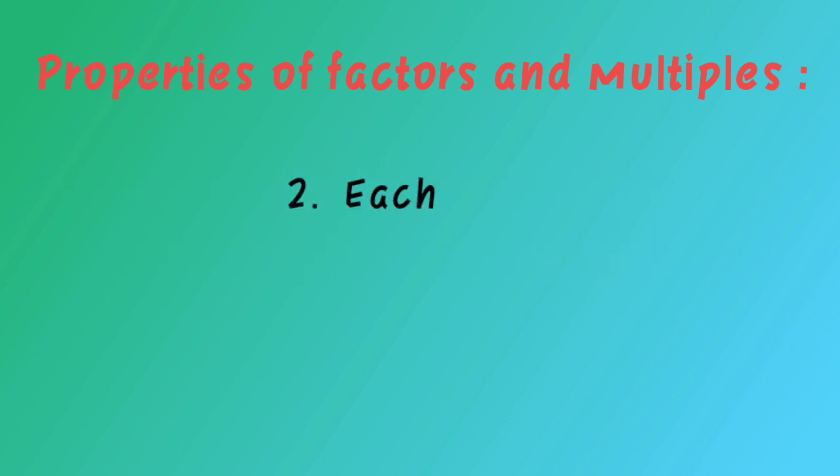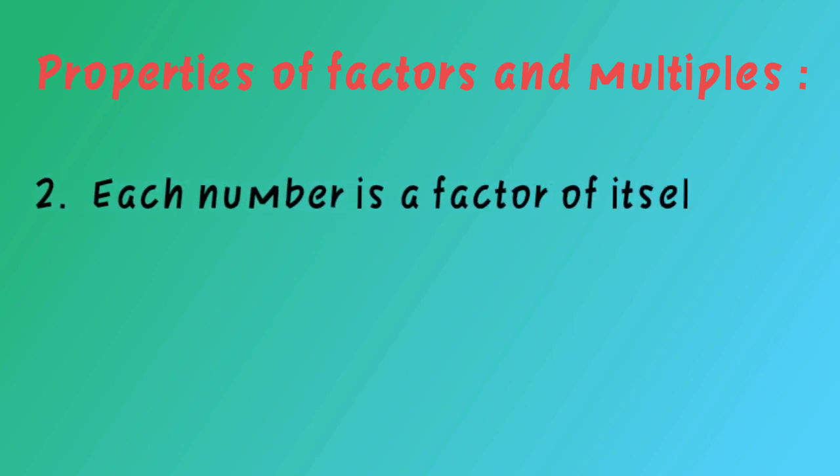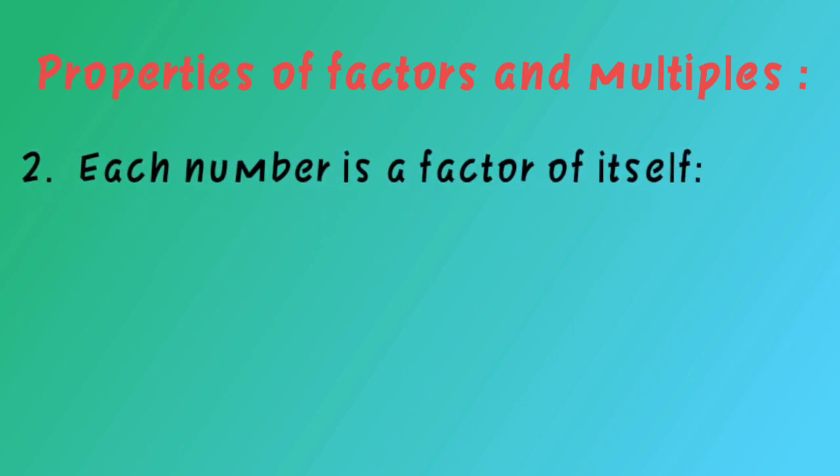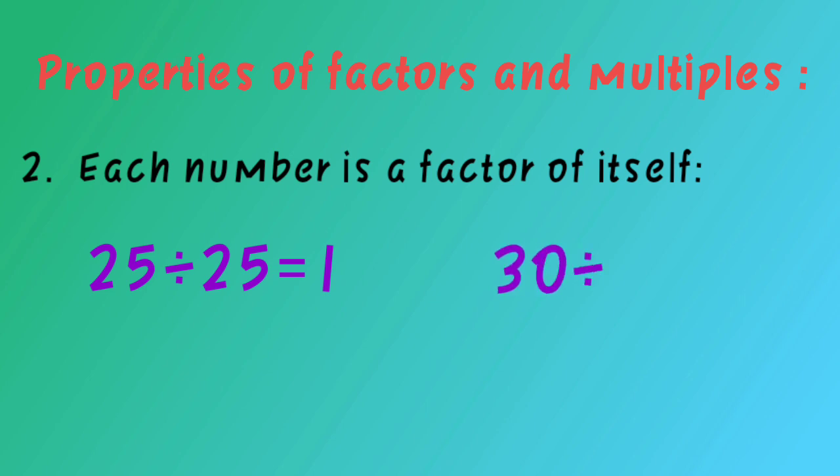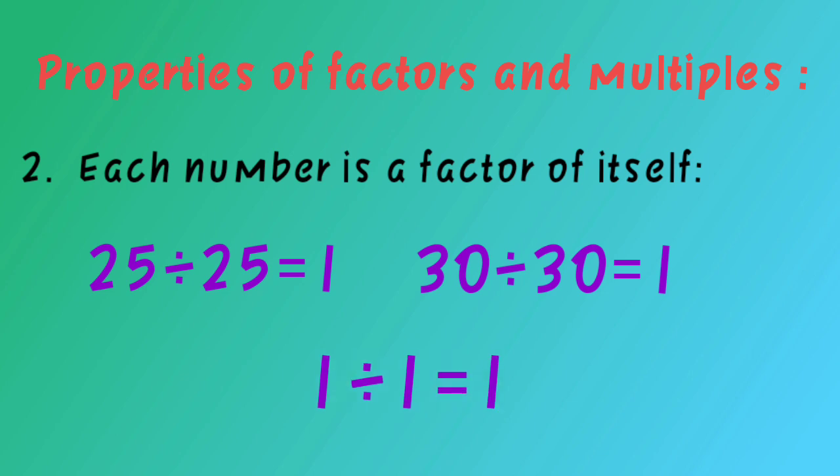The second one is each number is a factor of itself. हर नंबर खुद का ही फैक्टर होता है. फॉर एग्जाम्पल 25 डिवाइडेड बाई 25 इक्वल्स टू 1. मतलब 25 खुद से ही डिवाइड हो सकता है, इसलिए 25 खुद का ही फैक्टर होता है. 30 डिवाइडेड बाई 30 इक्वल्स टू 1. सिमिलरली 1 डिवाइडेड बाई 1 इक्वल्स टू 1.